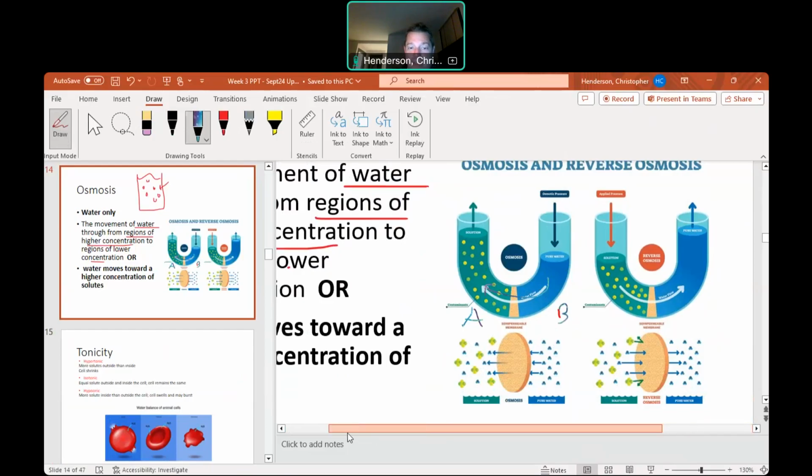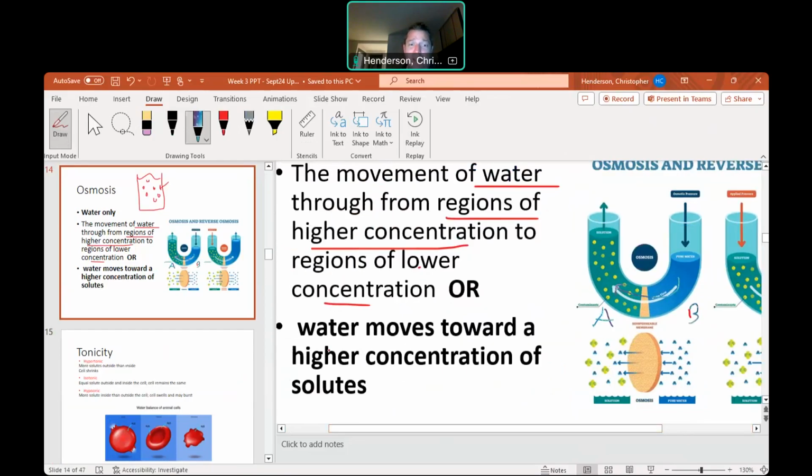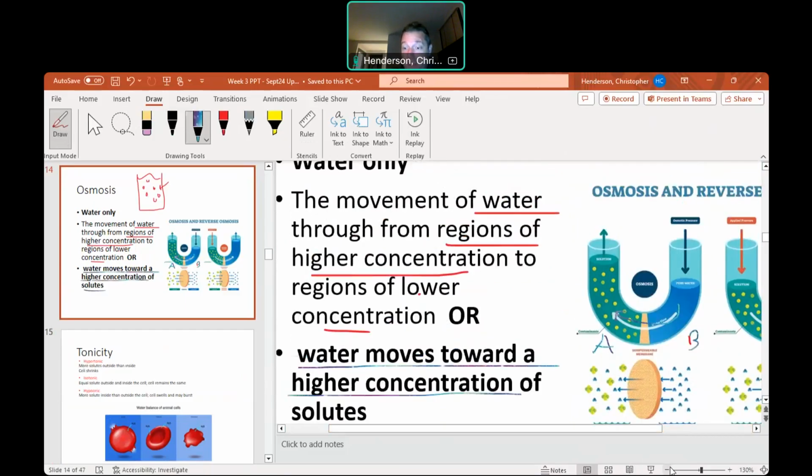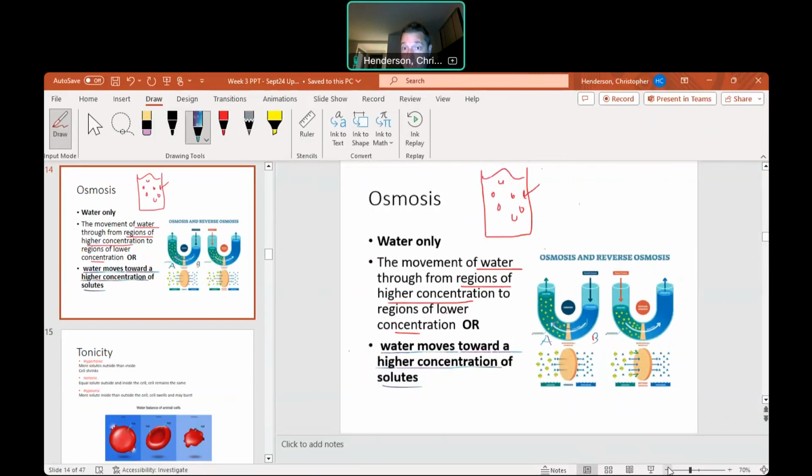Another way of stating that in a less fun way is that water moves towards a higher concentration of solutes. I like going to the party better. Just me. Okay, so hopefully you understand that. This requires no energy. It just moves down its concentration gradient. So in this case, water is going to move to this side because that's where the party's at. The reason the solutes don't move over is because this membrane is impenetrable to them. The holes are too small.